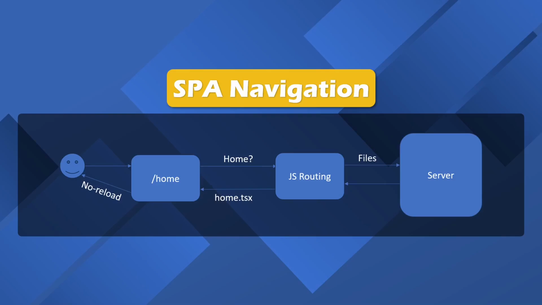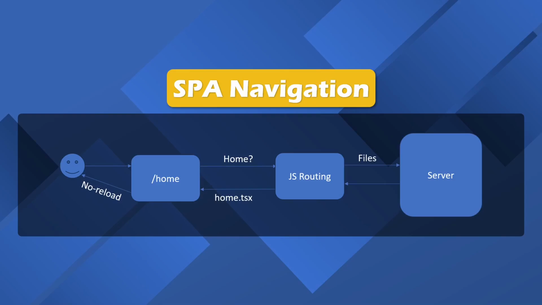This client-side routing is what allows single-page applications to change the URL and content without refreshing the page. So whenever, for example, you're requesting the home route, the request goes to the JS routing or client-side routing framework, for example, React Router. It gives you the home.tsx and it is rendered onto the same page without any reload.